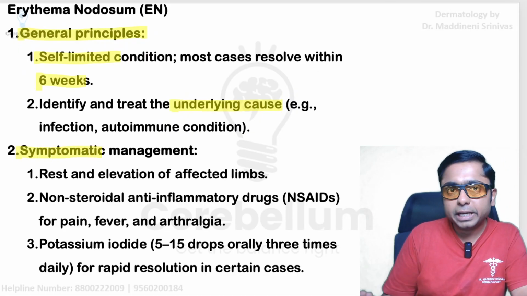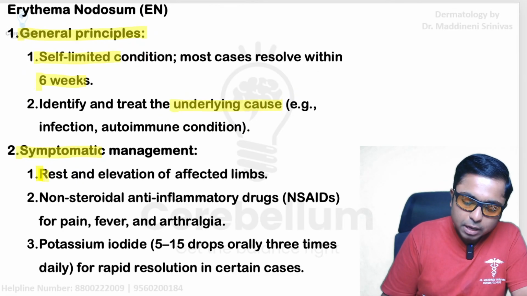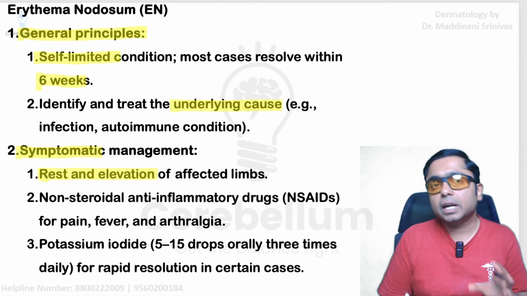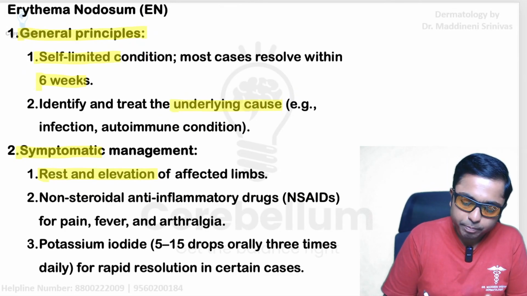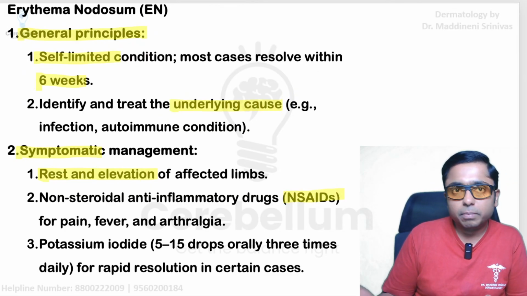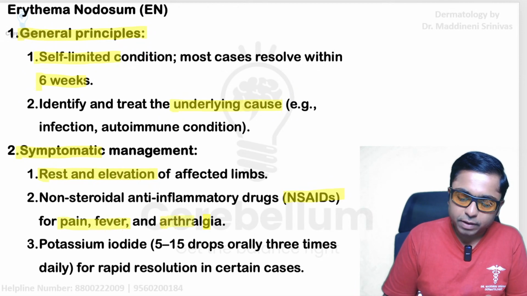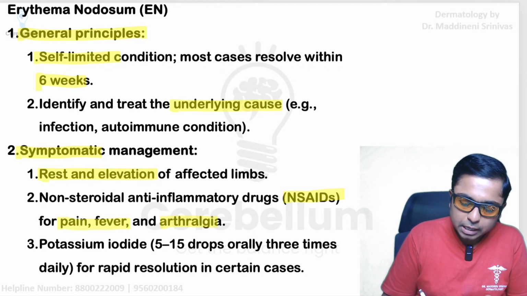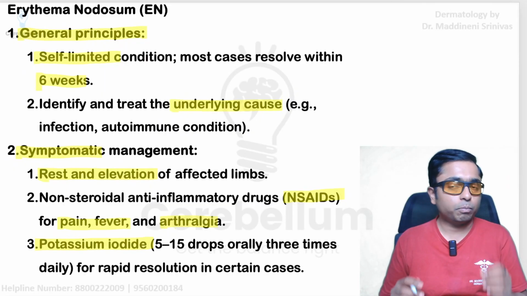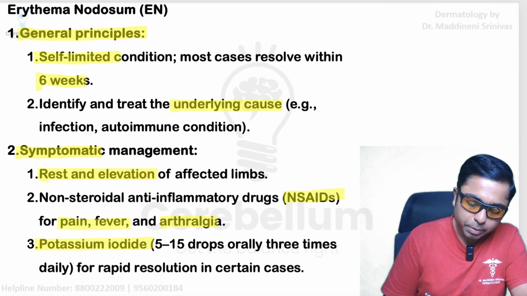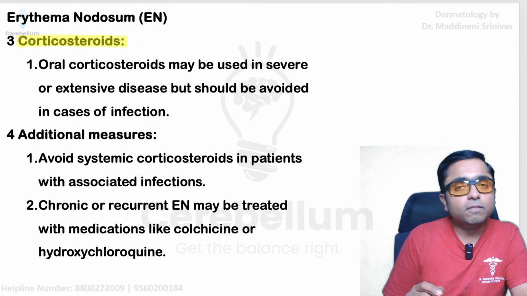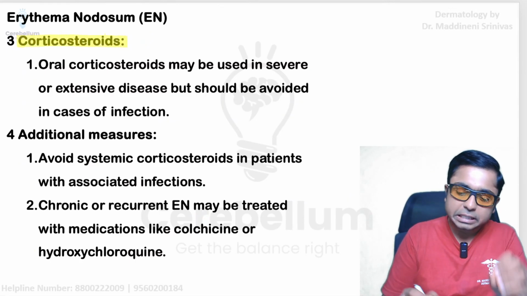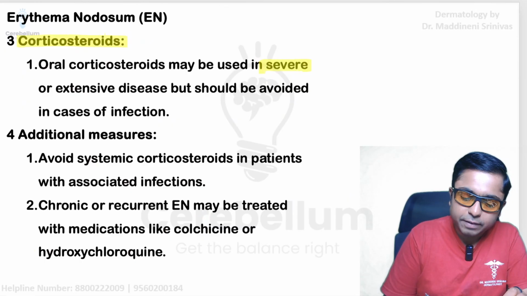So symptomatically, what treatment are we going to give? Rest and elevation of the affected limb is very important whenever there is any inflammation happening in the body. Non-steroidal anti-inflammatory drugs can be given to reduce the pain, fever and also arthralgia. Just remember potassium iodide; it is also one of the treatment options for erythema nodosum. And to reduce the inflammation, corticosteroids play a very significant role if the condition is severe or if there is extensive disease.